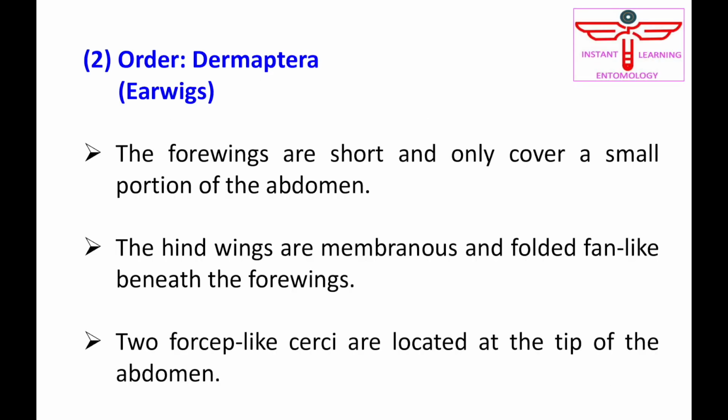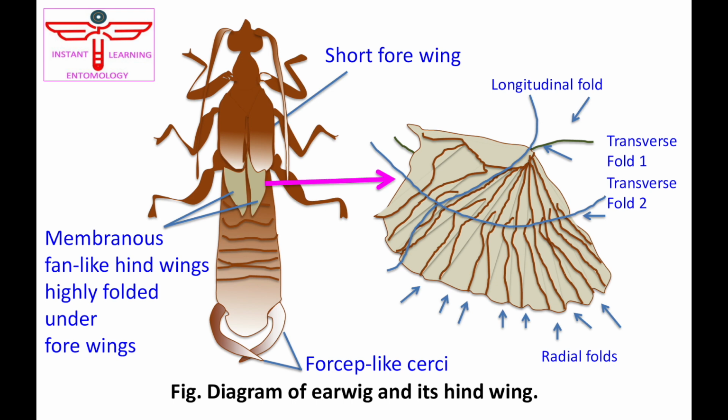Order: Dermaptera, the earwigs. The forewings are short and only cover a small portion of the abdomen. The hind wings are membranous and folded fan-like beneath the forewings. Two forceps-like cerci are located at the tip of the abdomen.